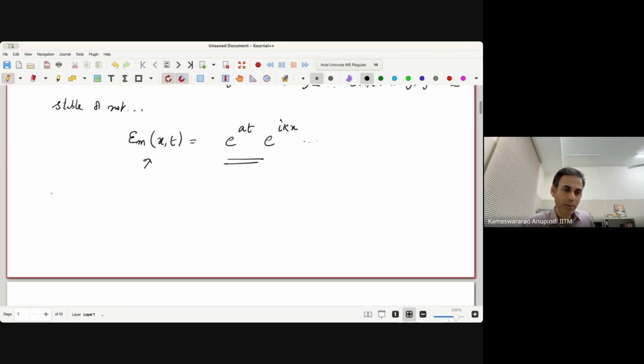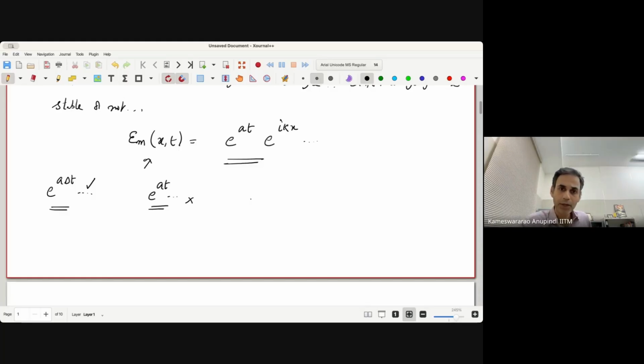I think I made a small mistake in the last lecture. I should have written e to the power a delta t. Instead, I continued writing e to the power a t towards the end of the lecture. So this is incorrect. This is correct. When you read it again, please correct it to e to the power a delta t.